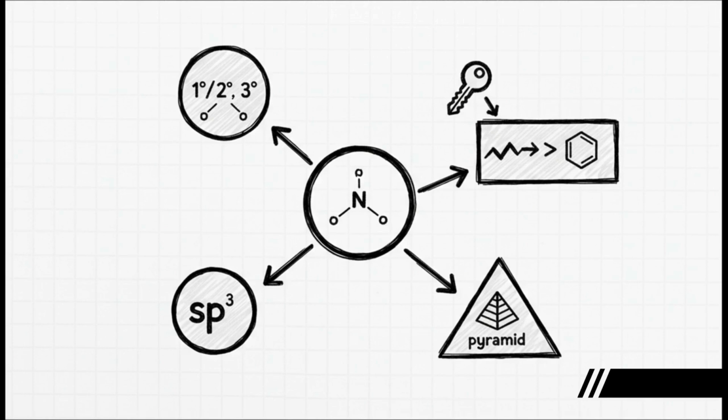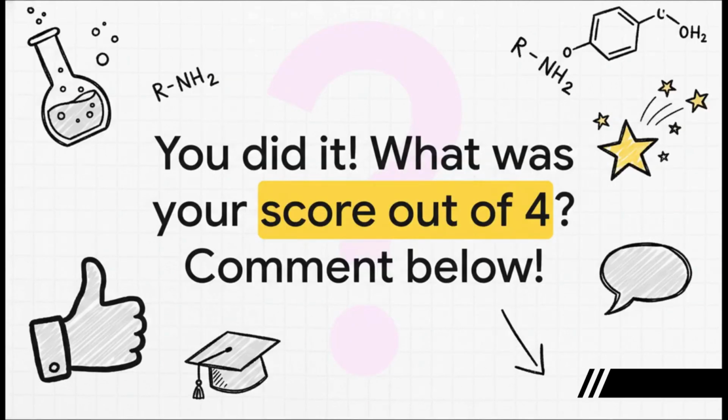4. Hybridization is sp3. 5. The shape is trigonal pyramidal. And 6. The source of all of this basic character is that amazing lone pair. Got it? Awesome. And that is a wrap. You have just successfully broken down one of the most important concepts in organic chemistry for your CUET exam.